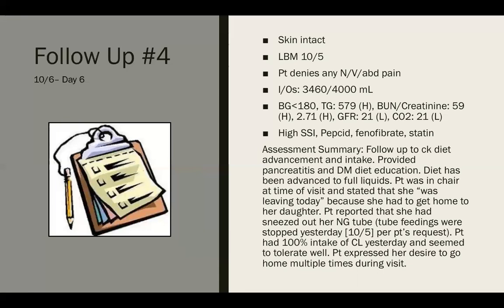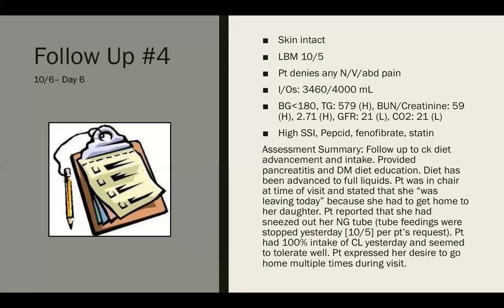Patient was in chair at time of visit and stated that she was leaving today, which sort of came as a surprise to me because I thought that would be rather soon, even though her symptoms are improving and she's feeling much better. But that's what she said, and she said it was because she really wanted to get home to see her daughter. Patient reported that she had actually sneezed out her NG tube this morning.